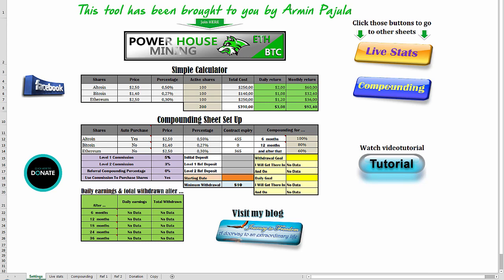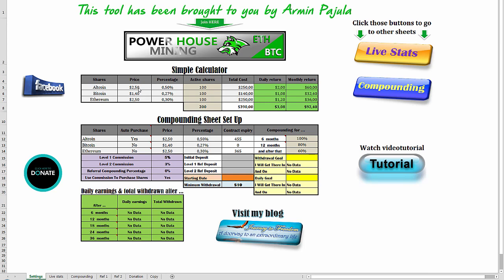And those two are shortcuts to other sheets. So let's dig in how to use this sheet. This simple calculator is a very simple way to see how much you can earn with a certain amount of shares you have. And what you can change here. You can change the price, percentage, and active shares.